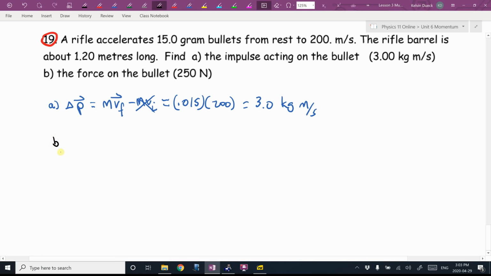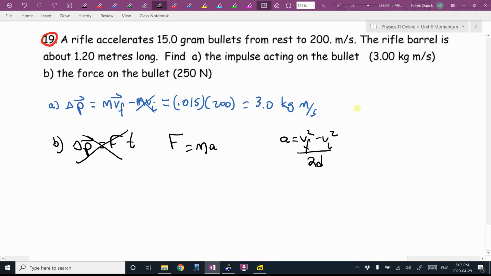B says find the force on the bullet. So I would like to go force times time because I know the impulse, but I don't know the time. So I'm going to wimp out. Rather than doing it this way, I'm going to go F equals ma because I've got to calculate something, either time or acceleration. I may as well get there in one step and just calculate the acceleration. So the acceleration is going to be vf squared minus vi squared all over 2d, from good old vf squared equals vi squared plus 2ad.